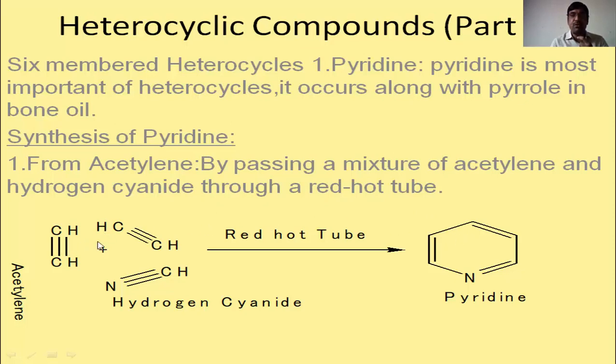These are the two molecules of acetylene and this one is the hydrogen cyanide, HCN. The CH-CH bond is formed after moving this bond here. This CH-CH single bond is formed after moving the single bond in between this gap. The CH and N bond is formed after moving the bond here. Means in red hot tube we will get the pyridine.